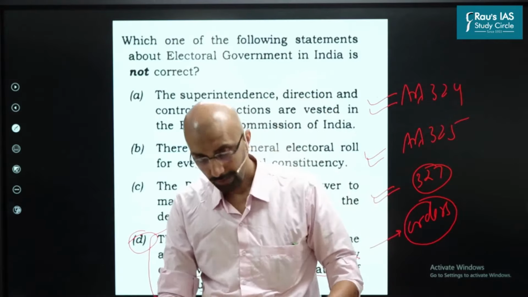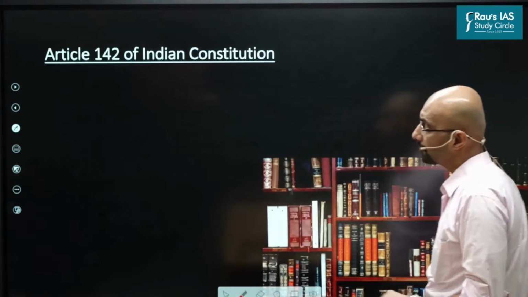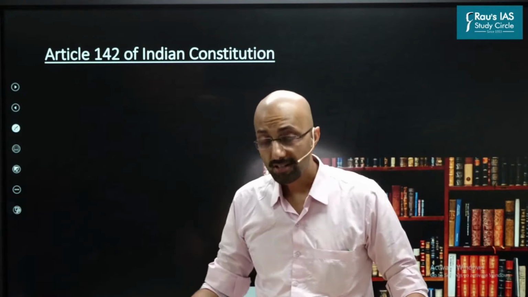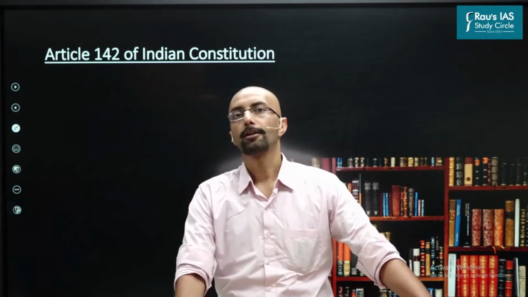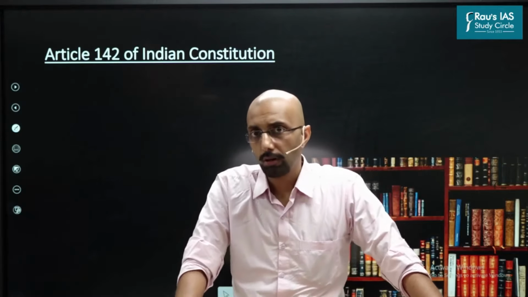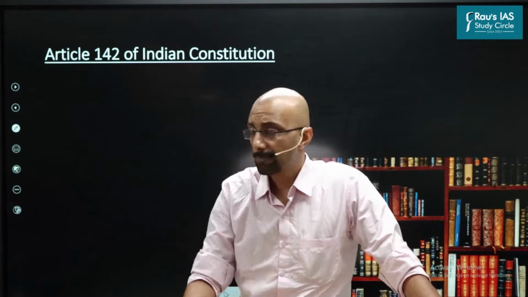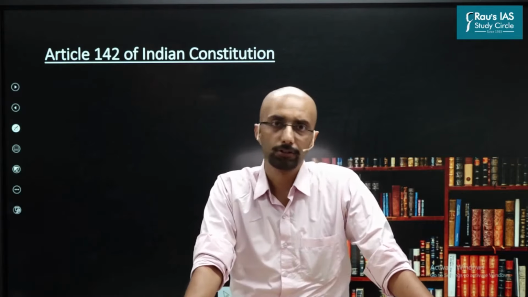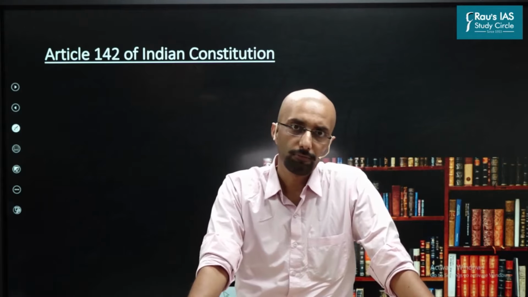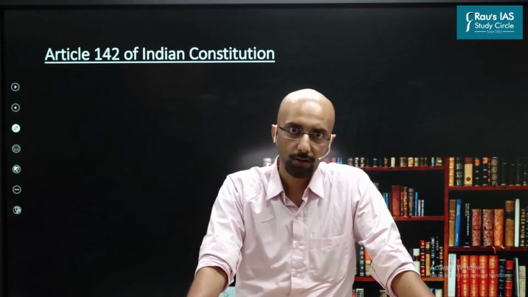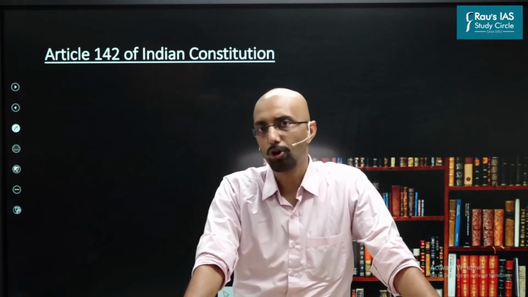The next topic for discussion is Article 142 of the Indian Constitution, which has recently been in the news in the context of the Supreme Court exercising its power under this article and giving liberty back to Perarivalan, one of the convicts in the Rajiv Gandhi assassination case. This will be our next topic of discussion.